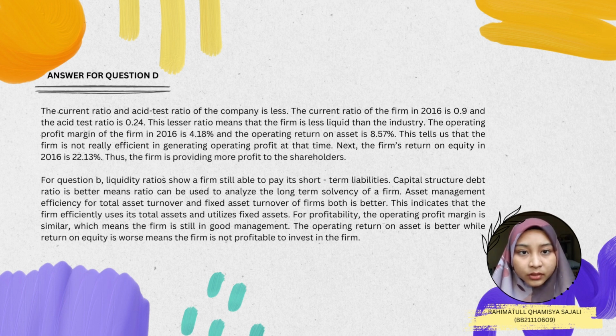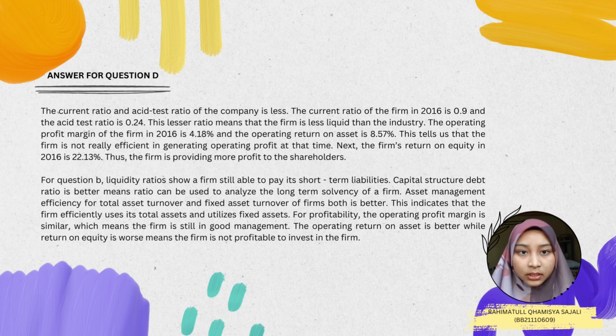The operating profit margin of the firm in 2016 is 4.18% and the operating return on asset is 8.57%. This tells us that firm is not really efficient in generating operating profit at that time. Next, the firm's return on equity in 2016 is 22.13%. Thus, firm is providing more profit to the shareholder.